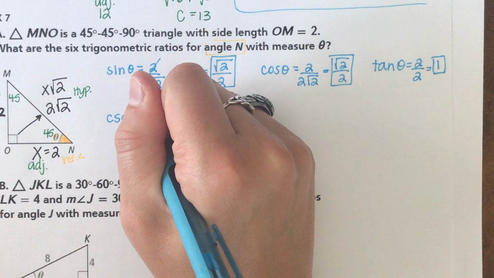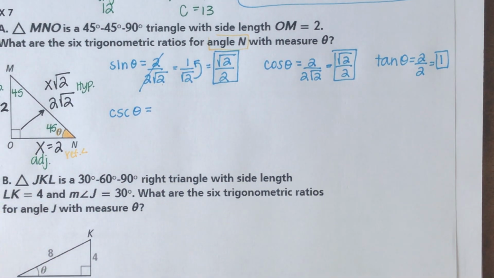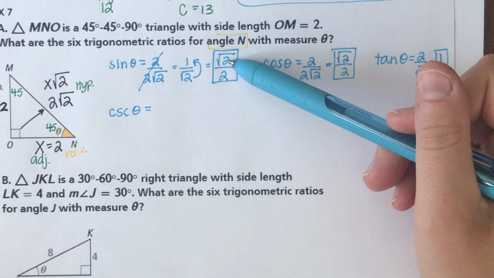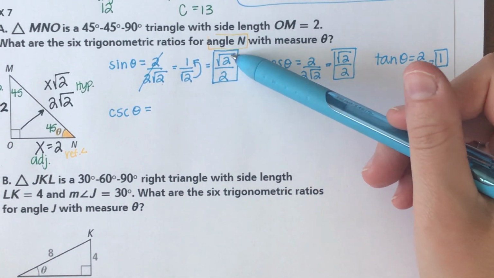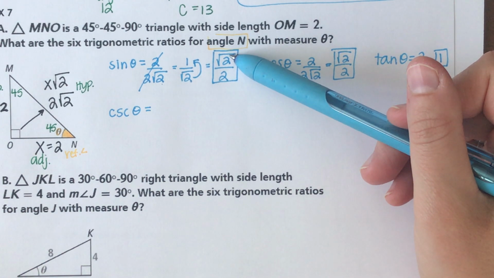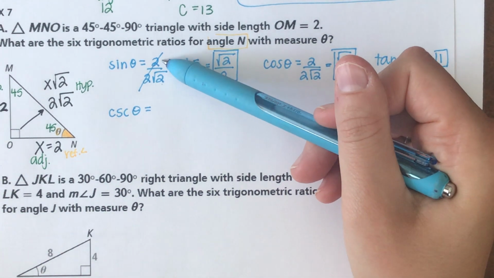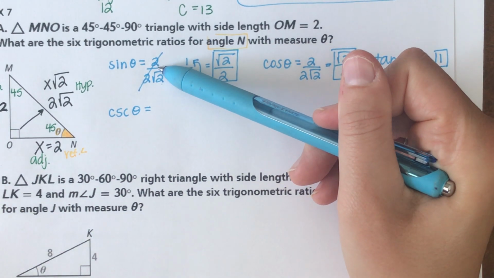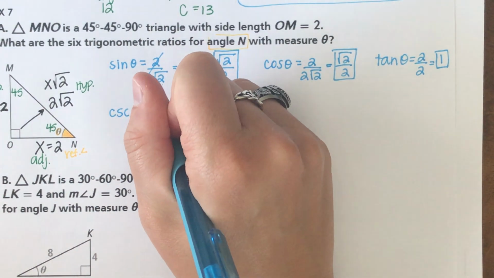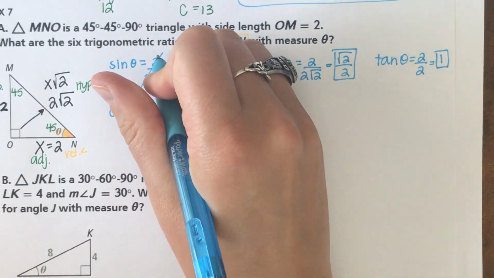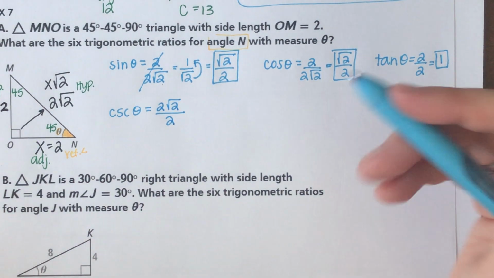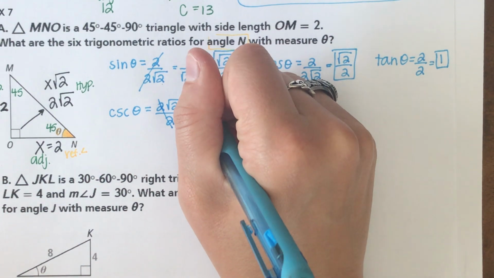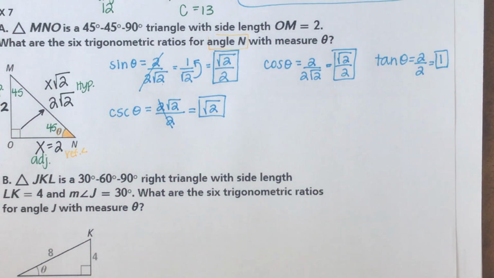So cosecant of theta. Now, I'm not going to use this one over here, because if I use this final answer right here, I'm going to have a radical at the bottom, and I don't want that. That's too much work for me. So I'm going to take this first one that I used and flip it, okay? So I'm going to rewrite this as 2 radical 2 over 2. Well, I can take these 2's, they cancel. I just get radical 2 for my cosecant.